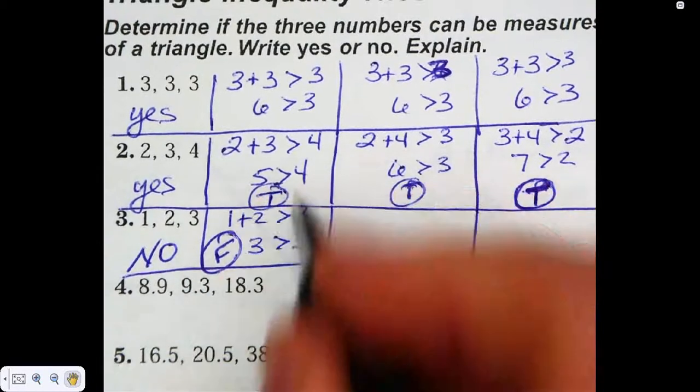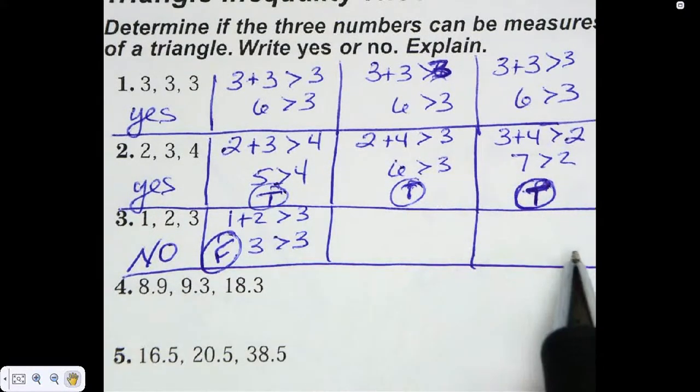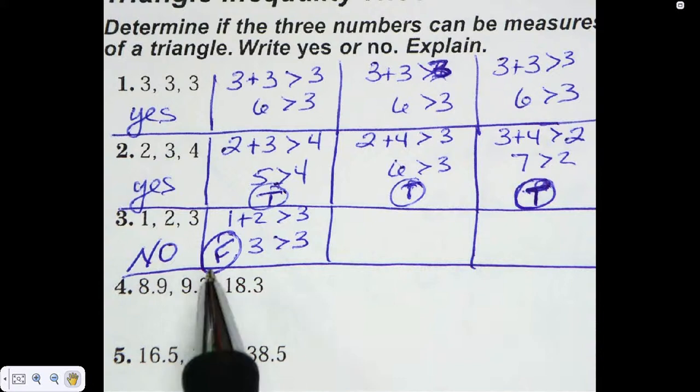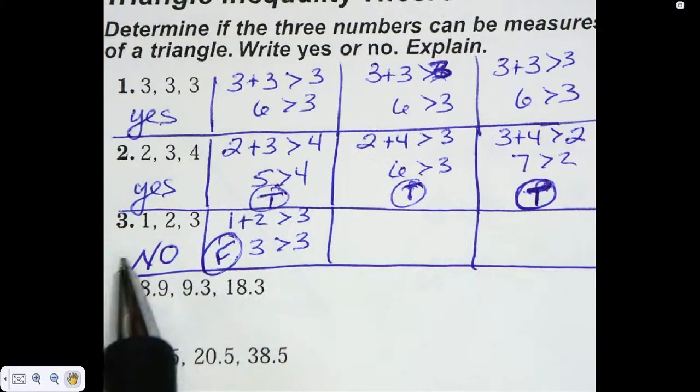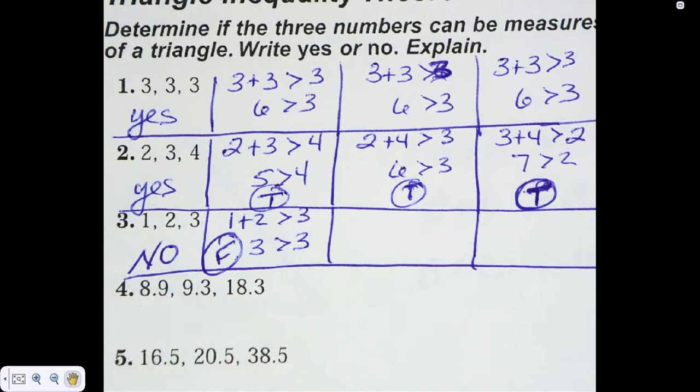So to prove that it can be a triangle, you're going to have to do 3 of them, right? To prove it can't, you may only have to do 1. You may have to do 2. If any one of these 3 don't work, what do you say? No, that can't be a triangle.